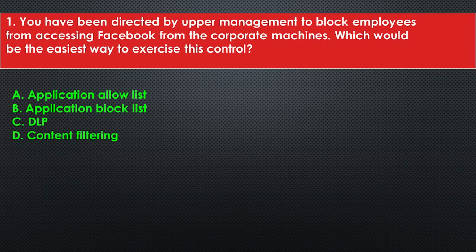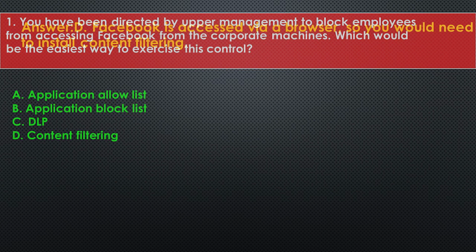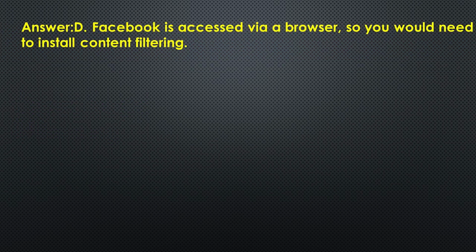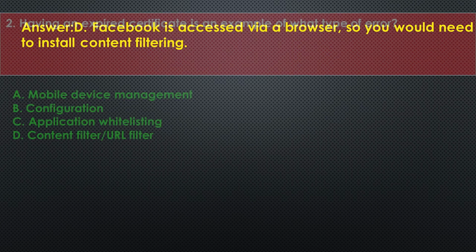1. You have been directed by upper management to block employees from accessing Facebook from the corporate machines. Which would be the easiest way to exercise this control? A. Application allow list. B. Application block list. C. DLP. D. Content filtering. Answer D. Facebook is accessed via a browser, so you would need to install content filtering.